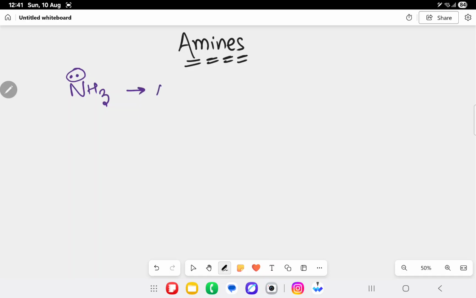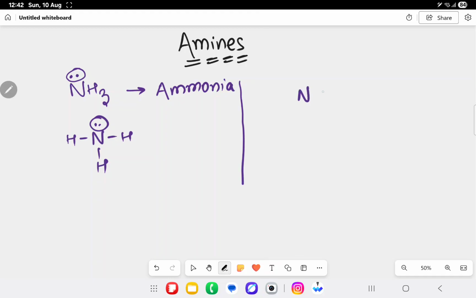In NH3, everyone knows that it is known as ammonia. Now, if you remove one hydrogen, suppose NH3 can be drawn like this, na? Don't get confused. Yes, sir, you have just started the chapter. How could I get confused? This is called ammonia. Now, in this part, suppose you are going to remove one hydrogen and put one alkyl group over here. You know, na?